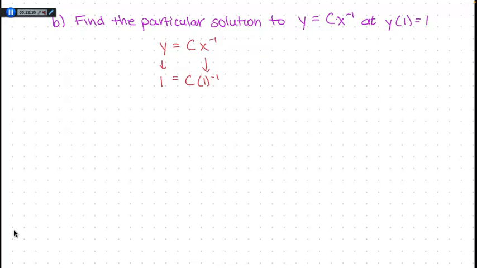What times 1 over 1 is 1? 1. So our particular solution is just that. Let c equal 1. Any questions?